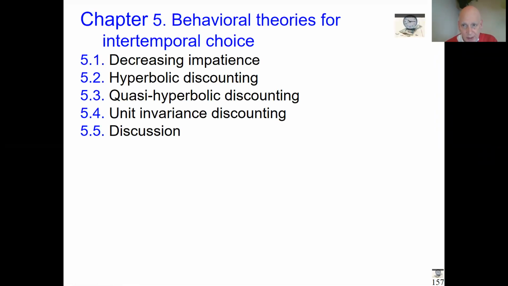Now we go to the last discounting family, the unit invariance family. And you notice we have fewer discount families that we treat than risk models that we did. That is representative for the field. In fact, in intertemporal choice, I think it's an underdeveloped field.